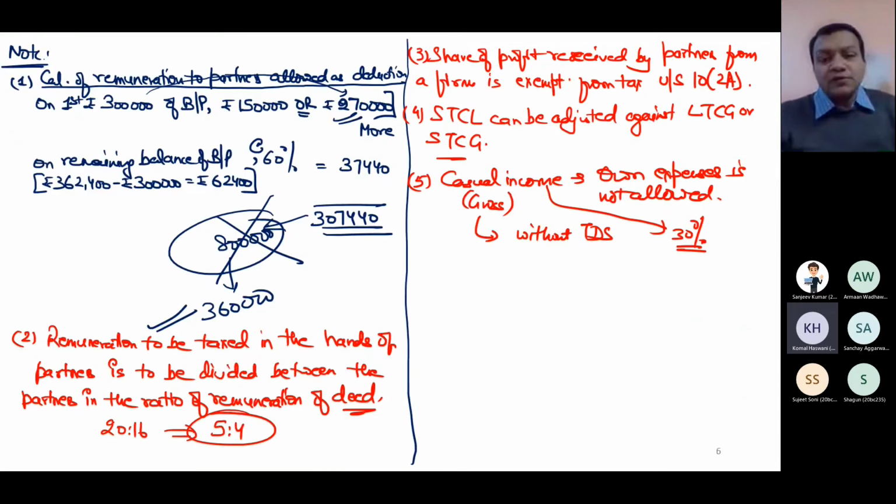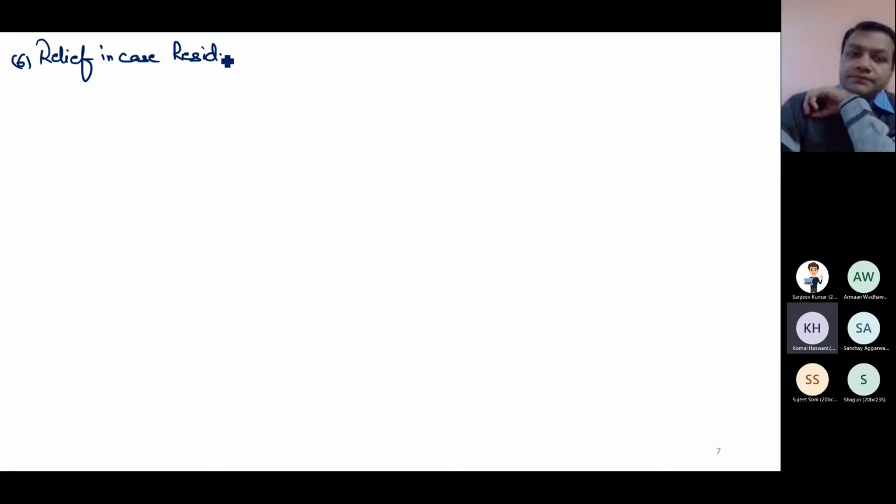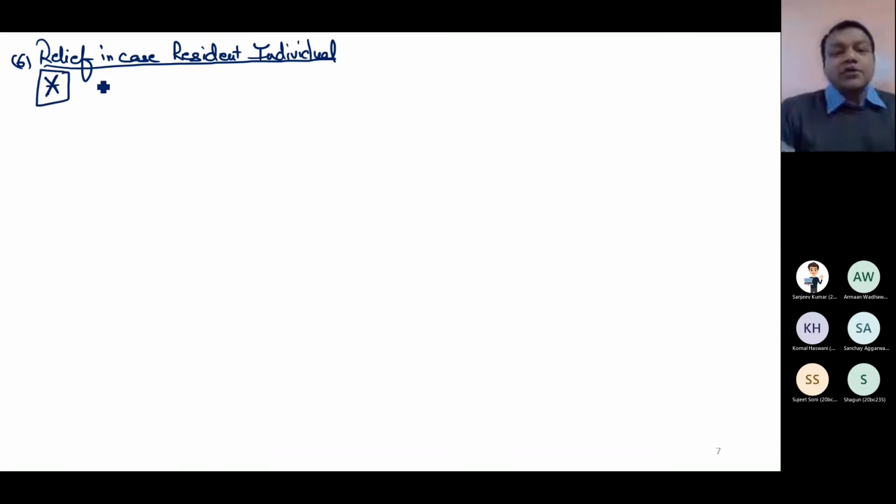But why are you saying this? On what basis have you said this point? So in case the income without LTCG is less than the exemption limit, the amount that is still left up to the exemption limit can be deducted from LTCG for the purpose of calculation of tax. So the heading is relief in case of resident individual as far as X is concerned. I don't know whether you remember, there were two conditions. What are those two conditions?